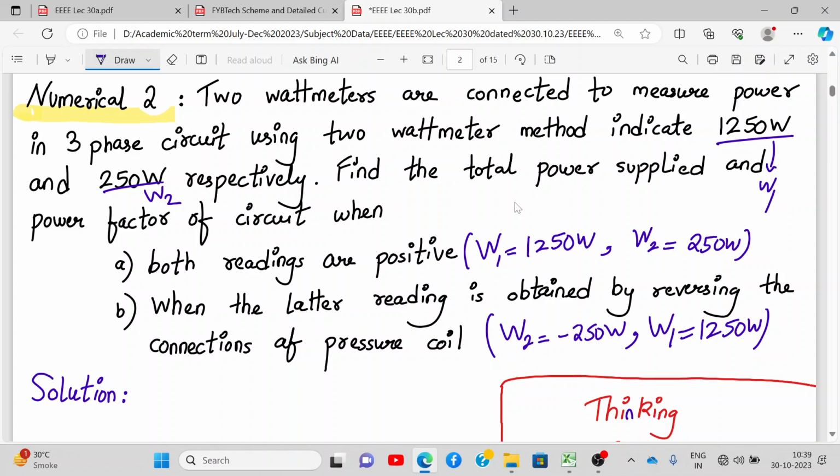So W1, W2 are given. We have to find the total power supplied. So what will be the total power supplied in both the cases? Simple, right? Power supplied in a 3-phase circuit will be the addition of the wattmeter readings. So write down. You have understood this? Both readings are positive. Later reading is obtained by reversing the pressure coil, that means it's negative. So this is negative over here.